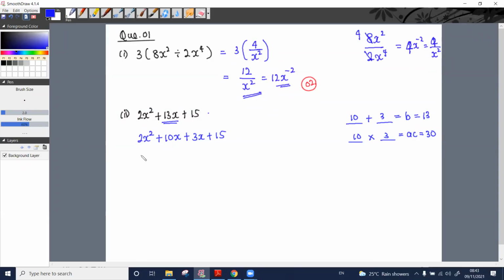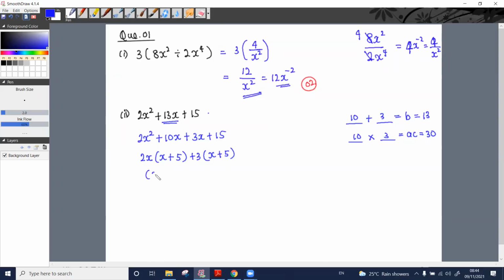That is 2x. So the common term we need to take outside. For 2x to become 2x squared, it needs to be multiplied by x. For 2x to become 10x, it needs to be multiplied by plus 5. And if we consider the last two terms, the common factor is 3, so we need to take it outside. Within the brackets, it should be x plus 5.